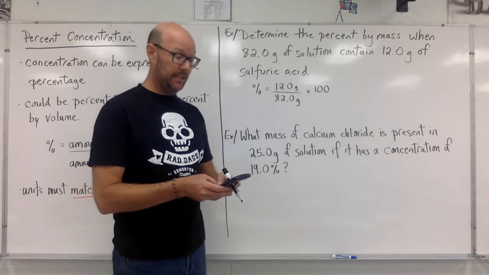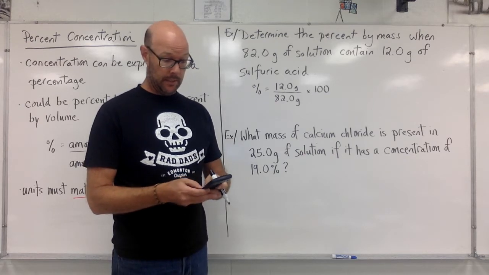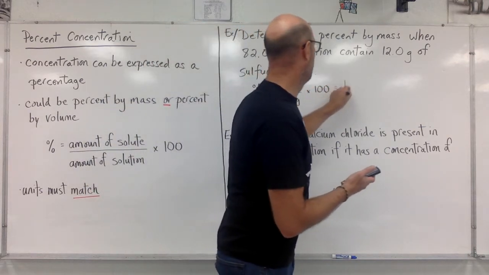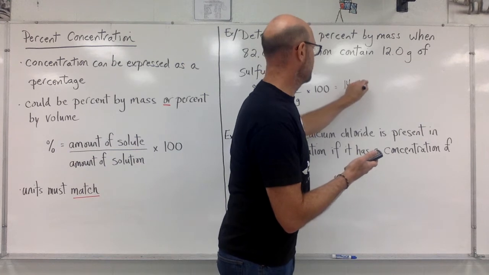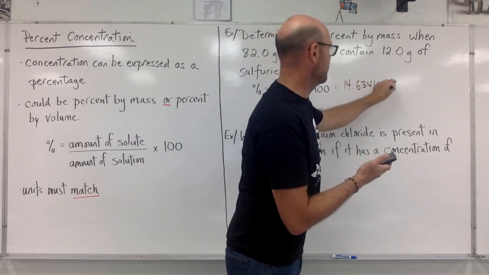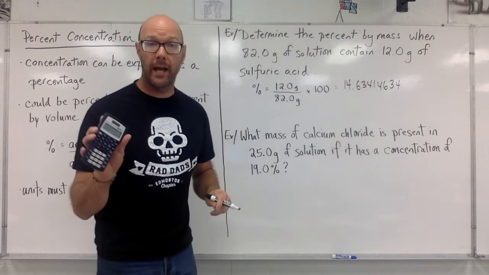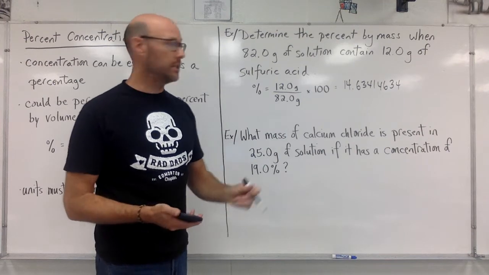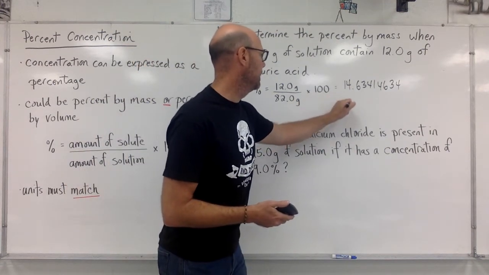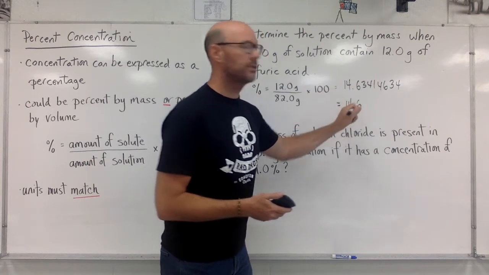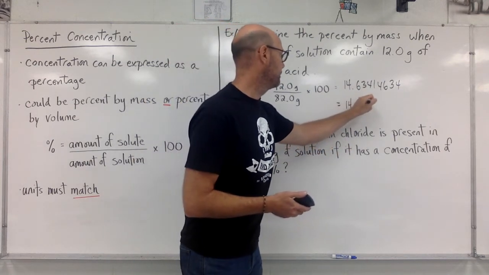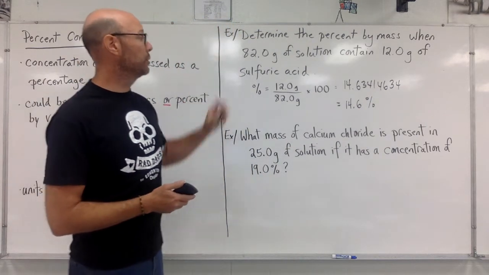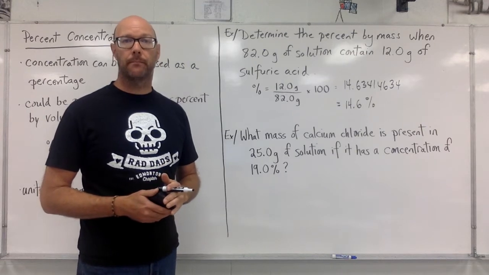12 out of 82 times 100. That is 14.6341464. That's the raw answer. Both of these values, 12.0 and 82.0, have 3 significant digits. So I'm going to round off appropriately. That's 14.6. This is the percent concentration. The concentration as a percent for this solution is 14.6%.